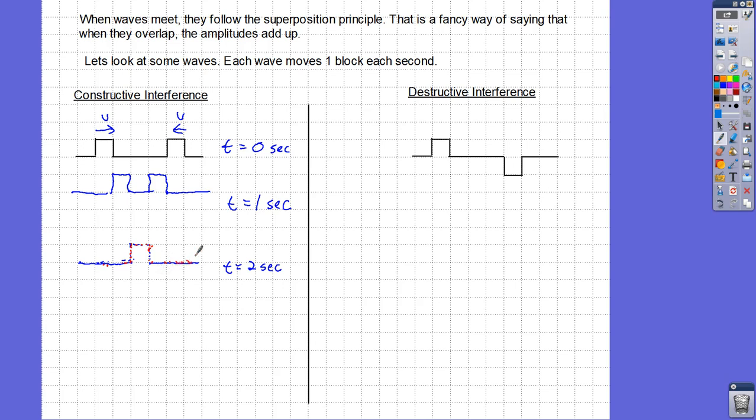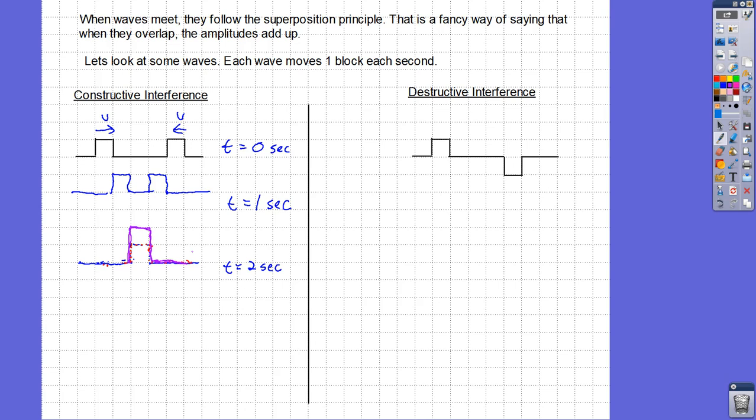Okay, so overall, what do we get? We'll change it to purple because we have blue and red meeting. Each one has an amplitude of 1, so I take 1 plus 1 and I get 2, so that means the actual wave that we see is going to be 2 blocks tall. So if a 1 block wave meets another 1 block wave, when they interfere, we get a taller wave that's going to be 2 blocks.